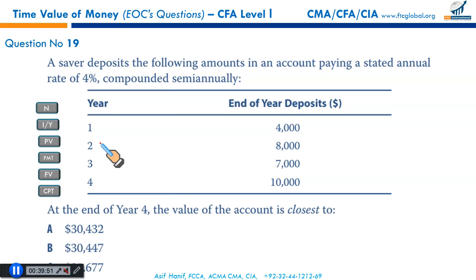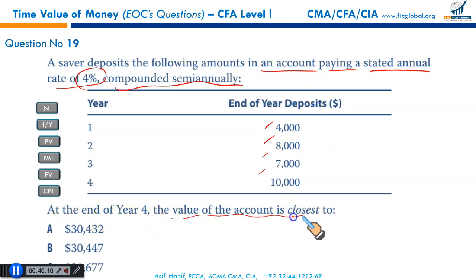Next, a saver deposits the following amounts in an account paying a stated annual rate of 4% compounded semi-annually. We have been given 4 payments for year 1, 2, 3, 4, end of year deposits. At the end of year 4, the value of the account is closest to. There are many ways to do it.